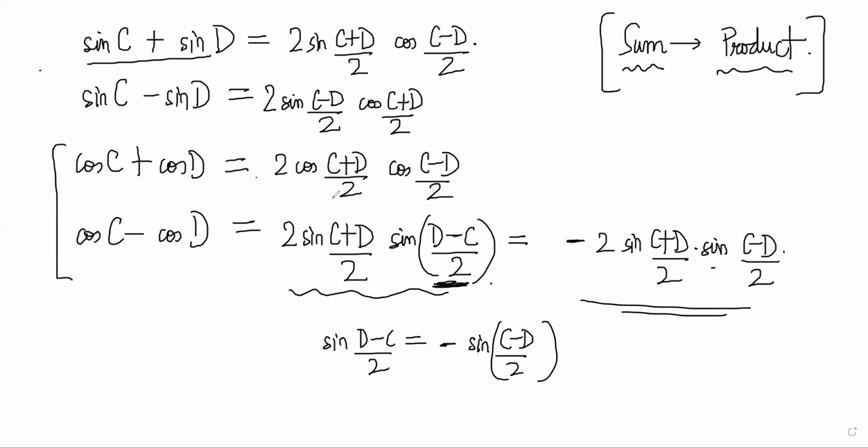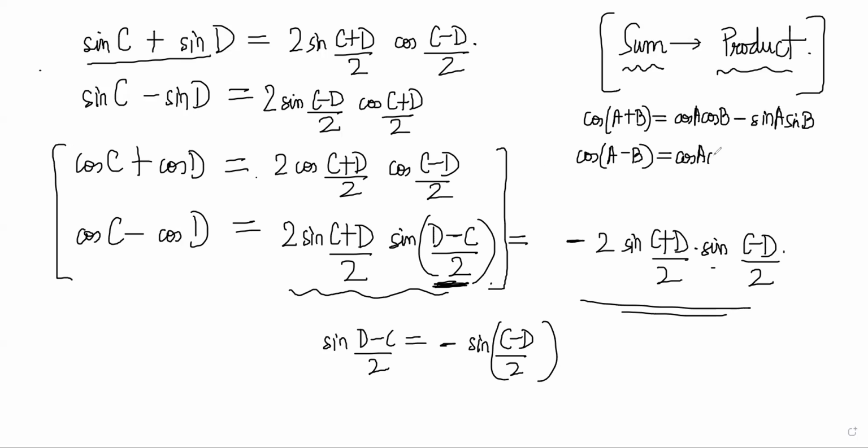Do you understand the process by which you will derive these? You will say cos of A plus B is cos A cos B minus sin A sin B, and cos of A minus B will be cos A cos B plus sin A sin B. Now you have to do two things: add and subtract. When you add and put C is equal to A plus B and D is equal to A minus B, you should get this formula. When you subtract, you should get this formula.